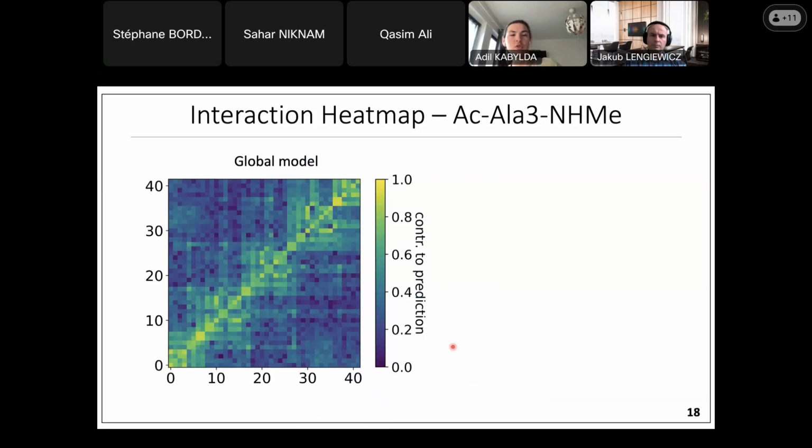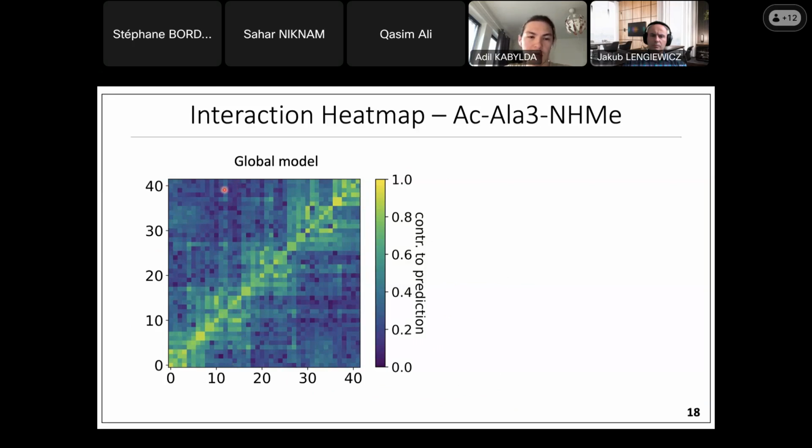So yeah, we want to understand also why exactly this works, right? We see that the energies and the errors are smaller. We see that the dynamics is good. But why is it better? So in GDML, we can extract the so-called interaction heat maps, which are basically the contribution of atom I to the force prediction on atom J.